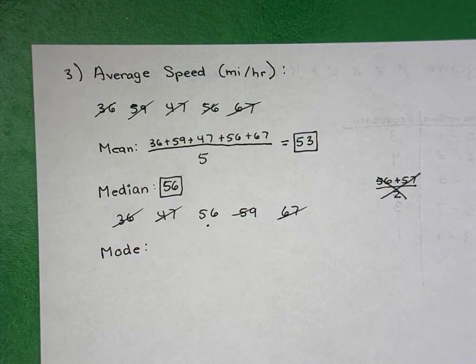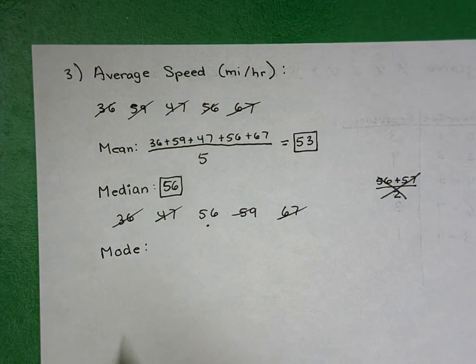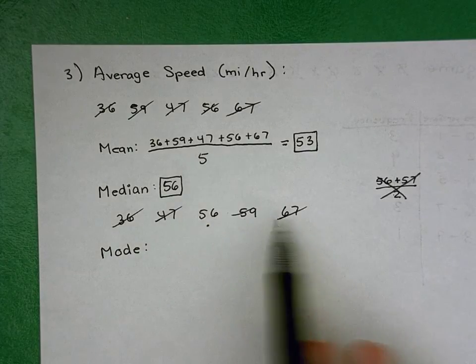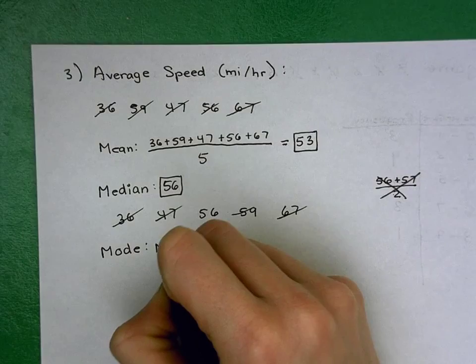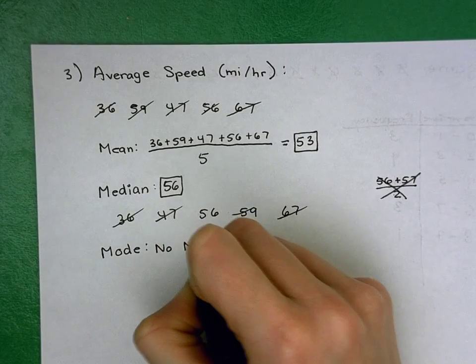Mode is what number happens most frequently. Right, so 36, 47, 56, 59, and 67, which one of those happens most? Well, none of them do. Right? They all happen exactly one time. They are all equal. And so in this particular case, there is no mode.